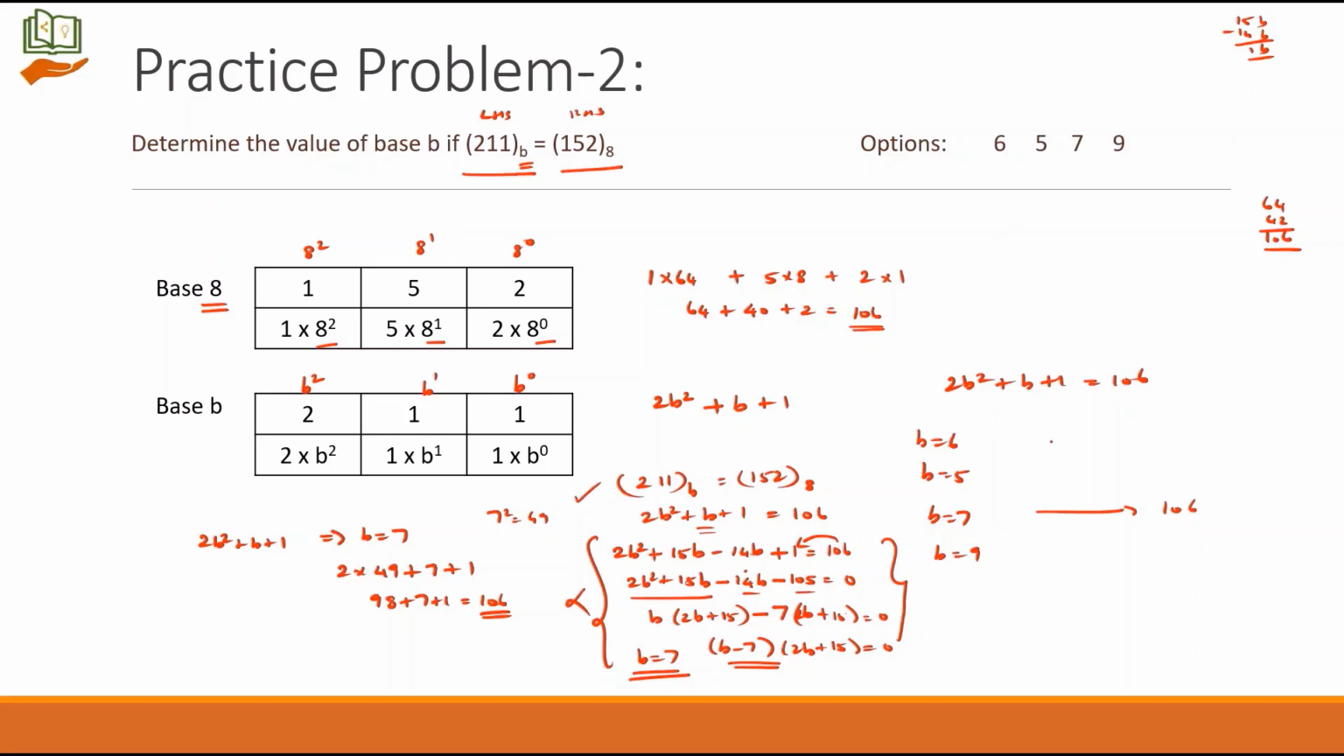So let's check. b is equal to 6: 2 into 36 plus 6 plus 1, 72 plus 7 is equal to 79. It is not equating. Then b is equal to 5: 2 into 25 plus 5 plus 1, so 50 plus 6 will give 56, which is not equating. Then 2 into 9 square, which is 81, plus 9 plus 1, which is equal to 162 plus 10, which is equal to 172. So this is also not equating. So from here also we can say b is equal to 7.